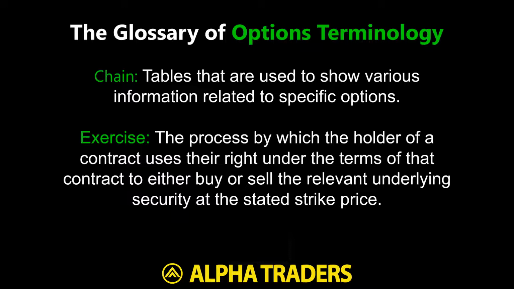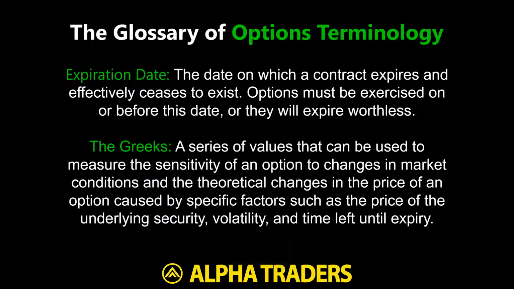All right, exercise. The process by which the holder of a contract uses their right under the terms of that contract to either buy or sell the relevant underlying security at the stated strike price. So that sounds like a whole bunch of words. Essentially, exercise just really means that you're going to go through with the option. You bought an option to buy 100 shares of AMD at a price of $42, and you're going to do it. You're not going to buy those options, you're going to exercise that option and buy 100 shares of AMD at that strike price.